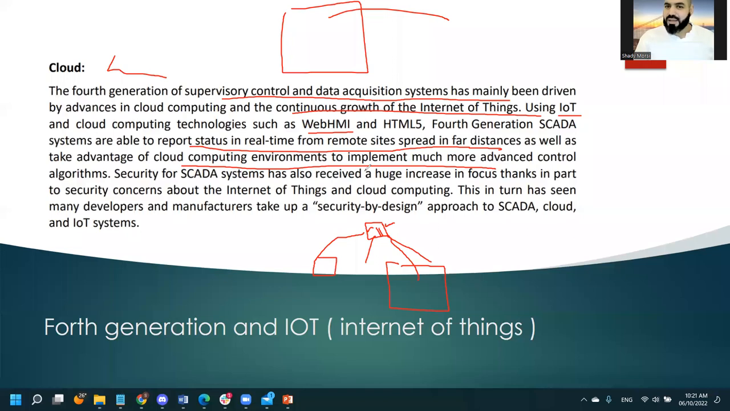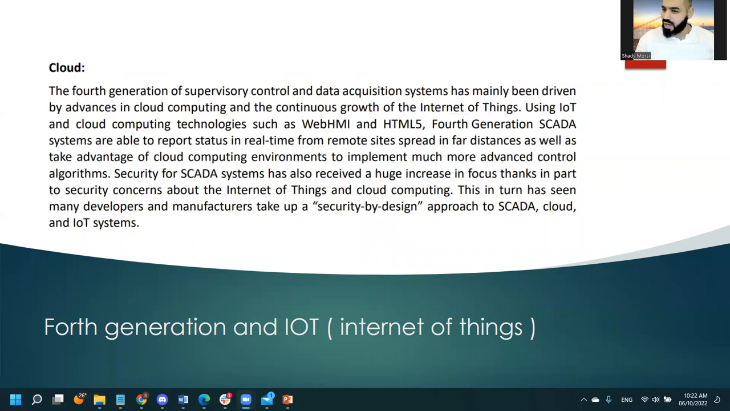Okay, so basically, it's great when it comes to sharing information. You get your data in real time on the internet, saved in your cloud. You can access it 1,000 miles away, or maybe even a country away, because you can access it from everywhere. But at the same time, as I mentioned, with a great huge advantage, we have also opened the door for cyber attacks. This in turn has led many developers and manufacturers to take up a security by design approach to SCADA, cloud, and IoT. So now people have started to say, okay, we need to implement security by design for all of them: for the cloud, for the IoT system, for the master server that accesses this data. So this is the approach, or where we are right now.